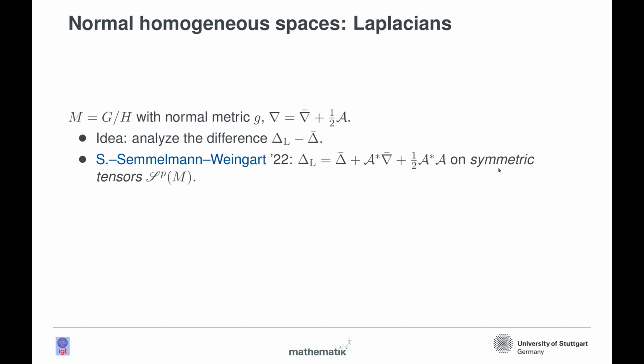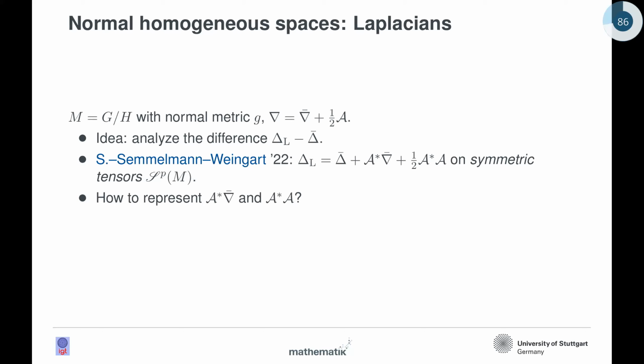If we assume that we are on symmetric tensors of any valence, so we are on S^p of M, then these Q of R and Q of R bar also behave nicely with each other. So they somehow vanish, or they don't vanish, but they get meshed together in this zero order part, A star A. So this works only on symmetric tensors for some reason. On other tensors, the formula is a bit more ugly.